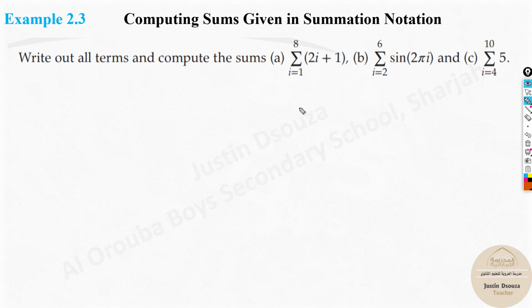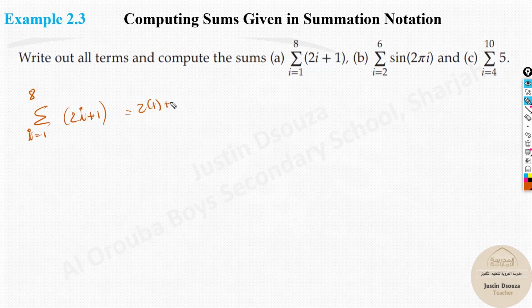Now, how do we solve these problems? Here they have just asked you to write out all the terms. What's happening over here is we have the summation from i equals 1 to 8 of 2i plus 1. So what is the first term here? You need to substitute 1 instead of i. Okay, let's start over here.